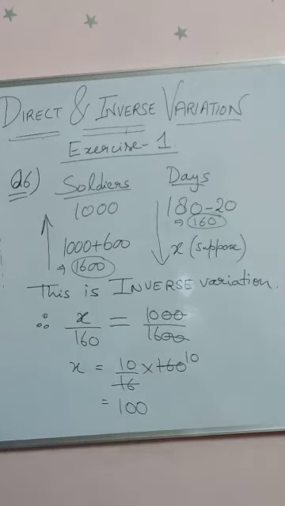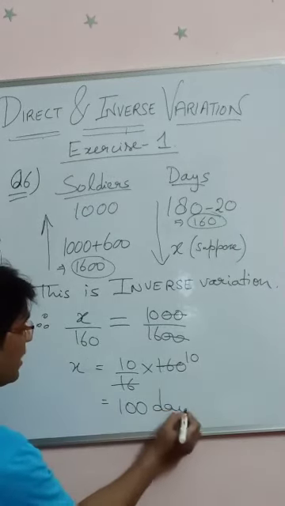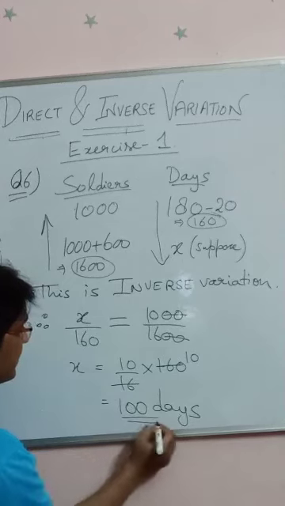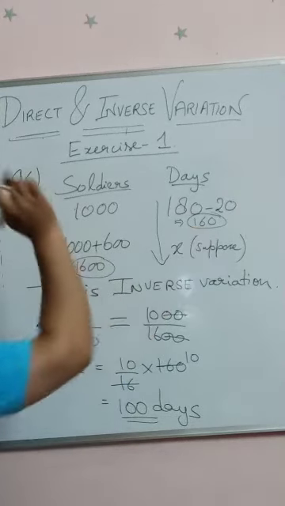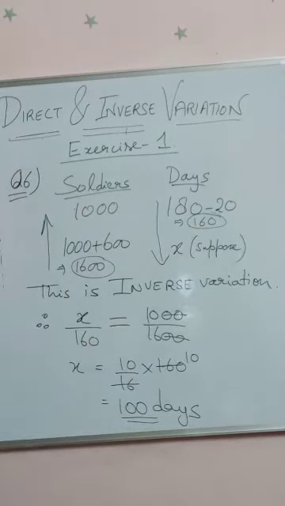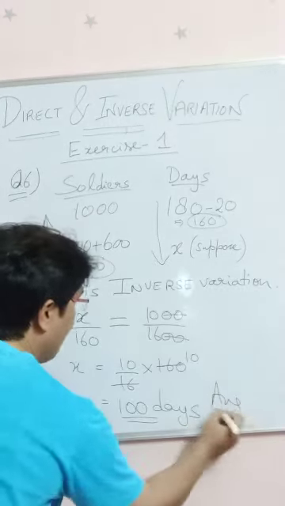So for how many days the food will last? The food will last for 100 days. Instead of lasting in 160 days, the food will be over quickly. And it will be over in how many days? It will be over in 100 days. So this becomes my final answer.